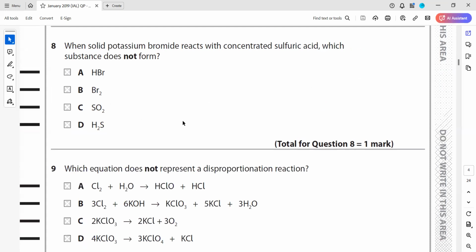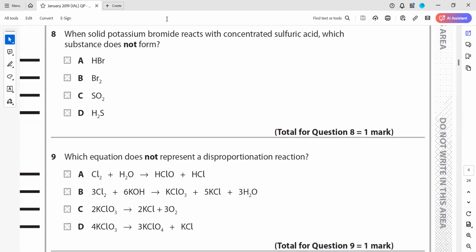When solid potassium bromide reacts with sulfuric acid, which substance is not formed? Potassium bromide, KBr, first reacts with sulfuric acid, H2SO4. First it will form potassium hydrogen sulfate plus hydrogen halide, HBr. This is called an acid-base reaction.